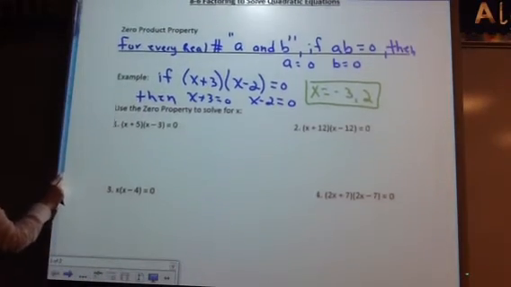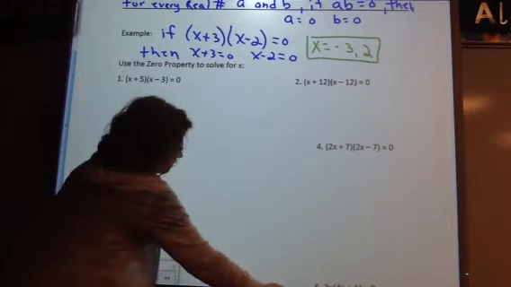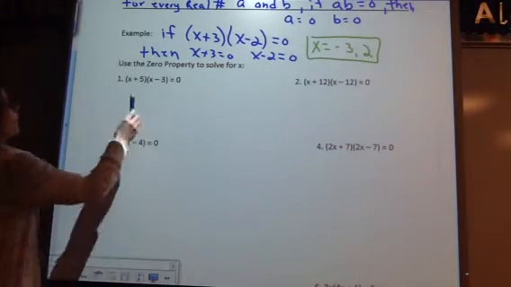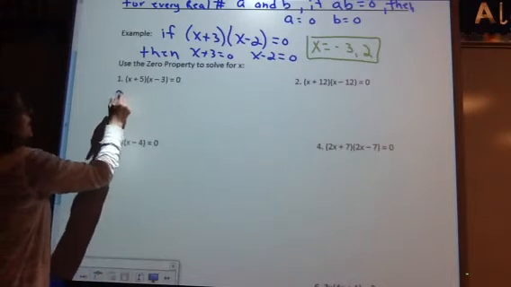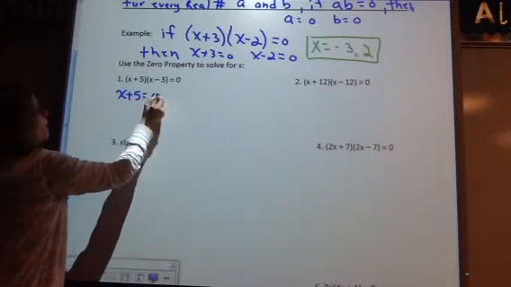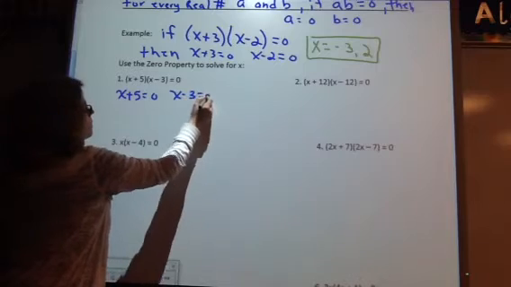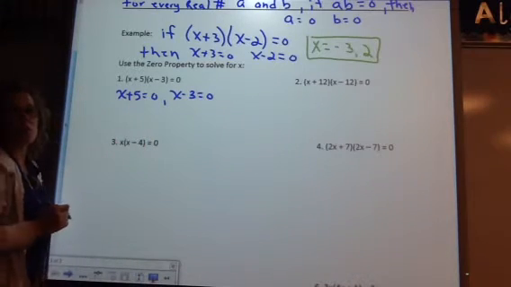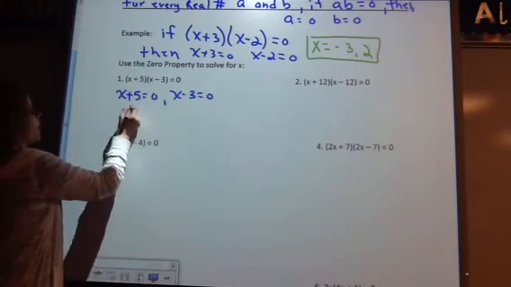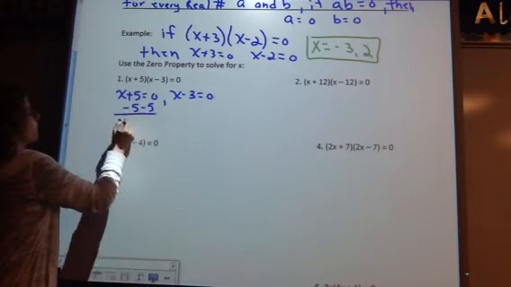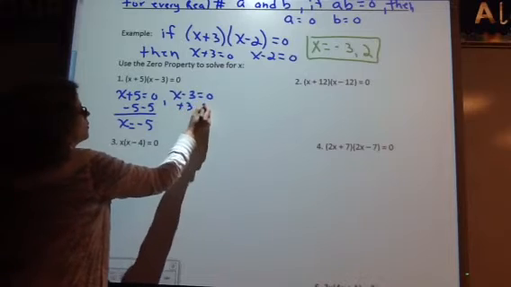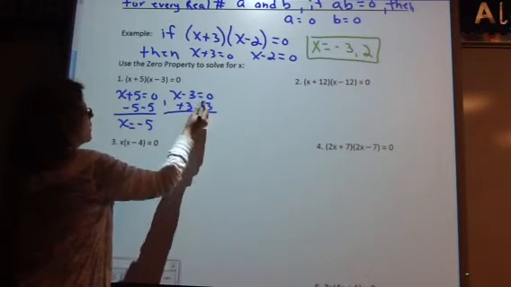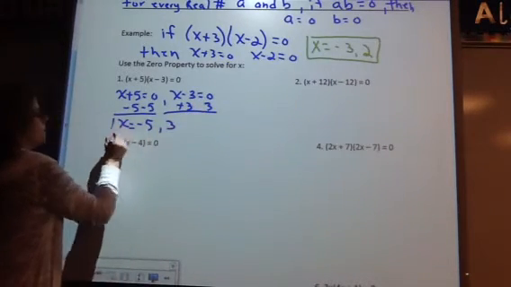Okay, so let's do some of these. Alright, so we have 2 binomials. They're equal to 0. So we set each one equal to 0. And we solve these 2 one-step equations here, okay? So we subtract 5 on both sides. So x equals negative 5. Add 3 to both sides. X equals 3.